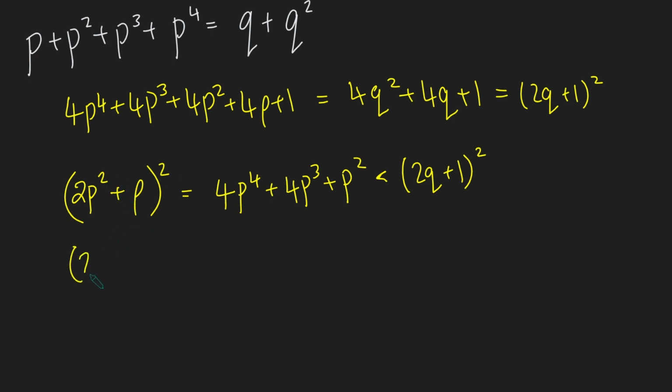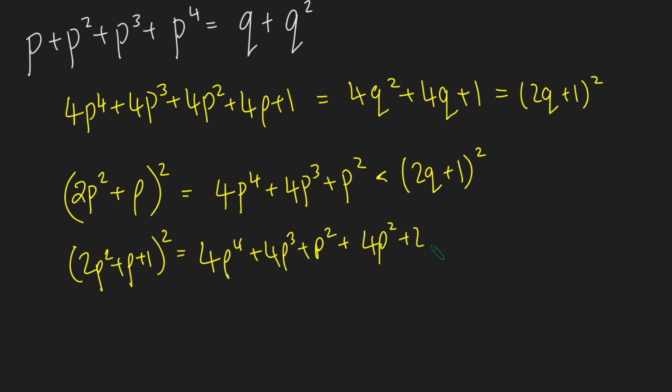Okay, let's look at the next square number. So 2p squared plus p plus 1 squared. Now this is going to be the same as above, 4p to the 4 plus 4p cubed plus p squared, plus 2 lots of 2p squared plus p, so that's going to be 4p squared plus 2p, and then add 1 at the end. And this is just going to simplify to 4p to the 4 plus 4p cubed plus 5p squared plus 2p plus 1.